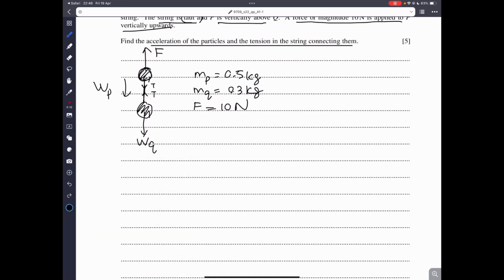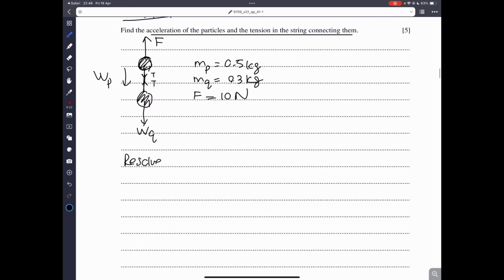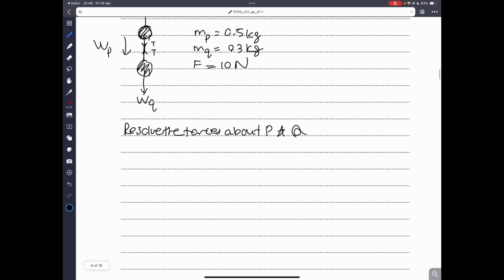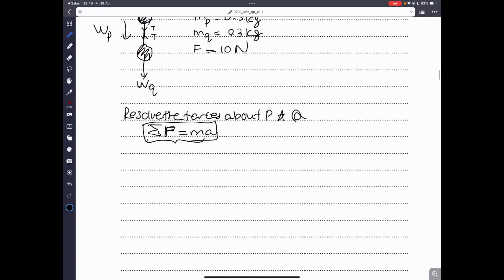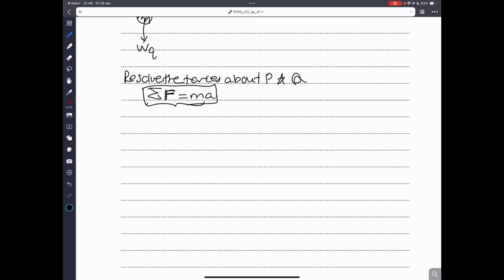So we are going to split it into two parts and resolve the forces about P and Q. For P we need to know that sigma F is equal to ma. This means that the total force equals ma. This is Newton's second law, and it's a very powerful law. If you understand this equation, you can virtually solve any problem that Cambridge might ask you. So the net force about P is the mass of P times the acceleration.